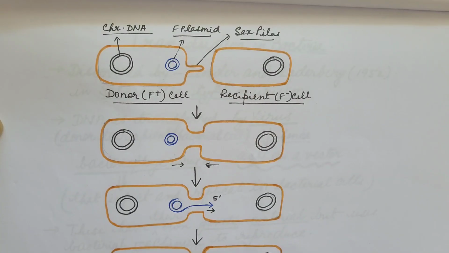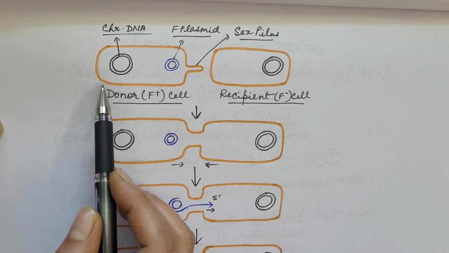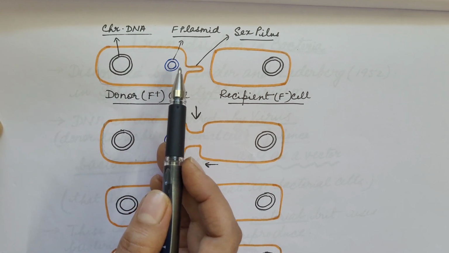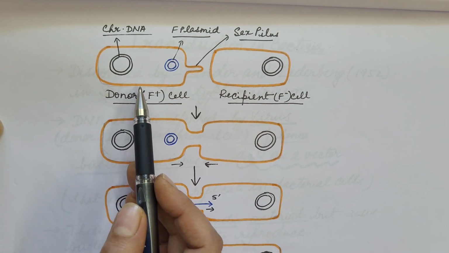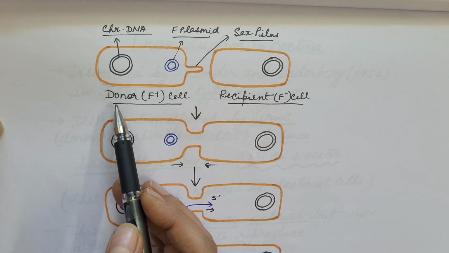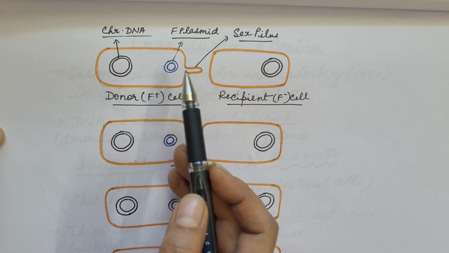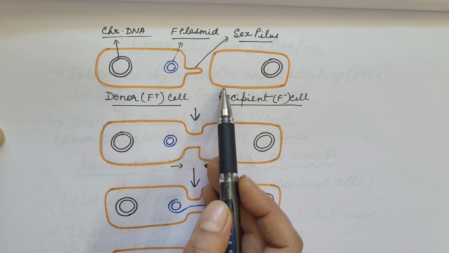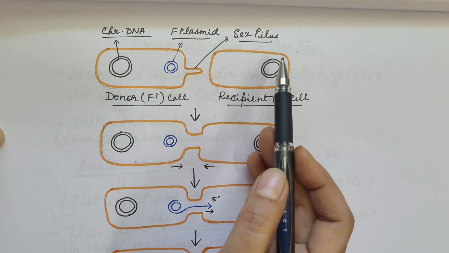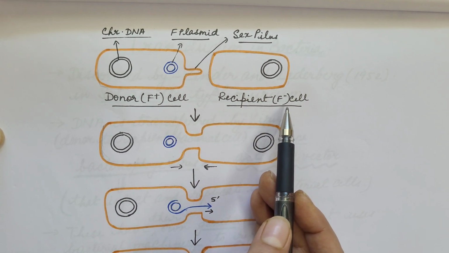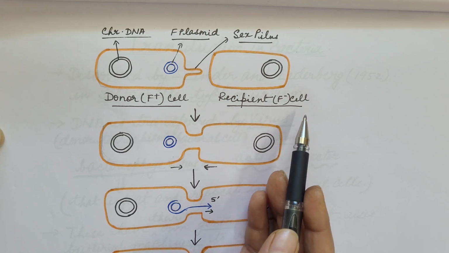Now let us understand conjugation between F plus and F minus cell with the help of this diagram. So this is the bacterial cell with F plasmid. This is chromosomal DNA, this is F plasmid, and this is the sex pilus. It is known as F plus cell or donor cell. Here the F plasmid is in autonomous state. This is a bacterial cell without F plasmid. It has only bacterial DNA. It is known as F minus cell, recipient cell or female cell.